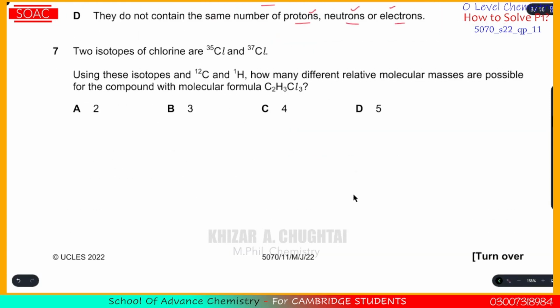Question number 7. Two isotopes of chlorine, Cl35 and Cl37, are given. Using these isotopes, the carbon 12 isotope and the hydrogen 1 isotope, how many different relative molecular masses are possible for the compound with molecular formula C2H3Cl3? The very basic shortcut method is, just see how many halogens are there. Only 3 halogens are there in the whole compound.